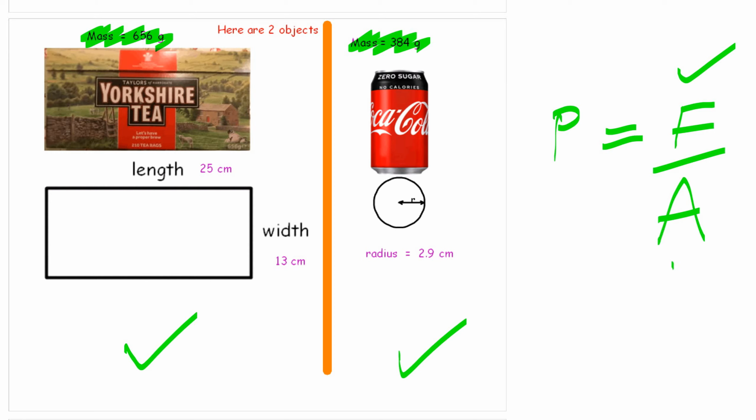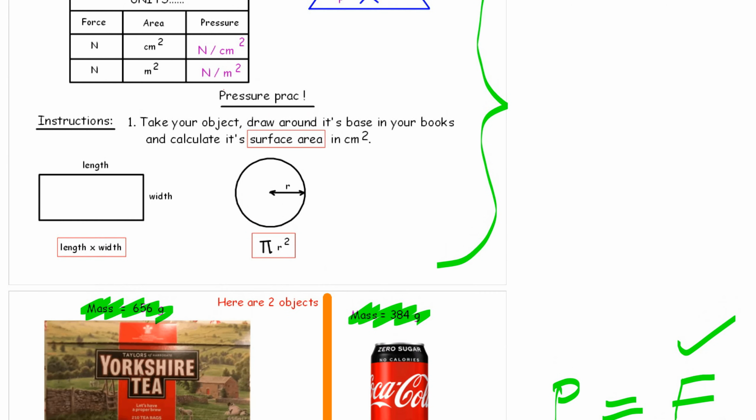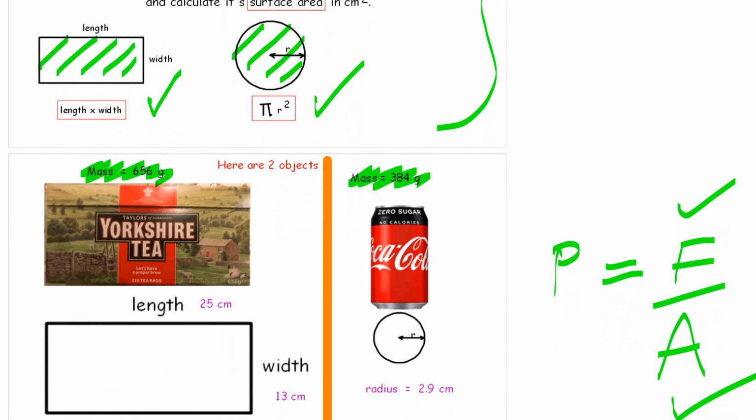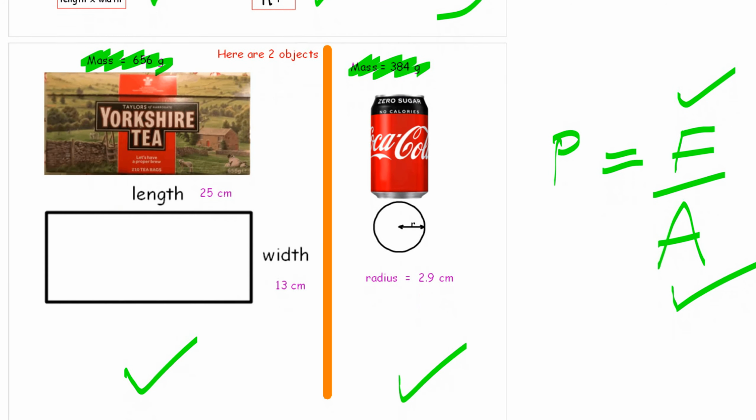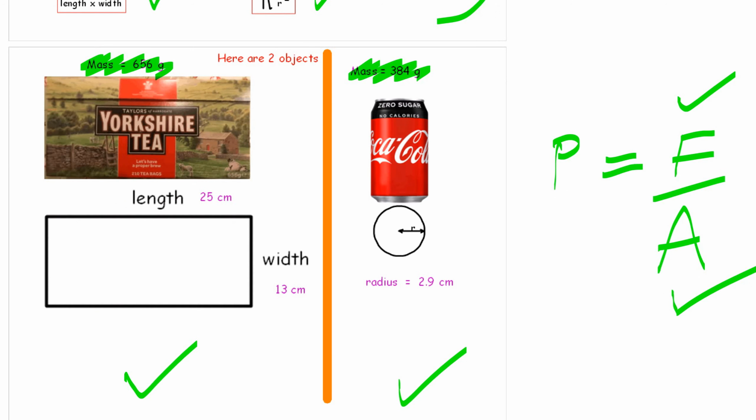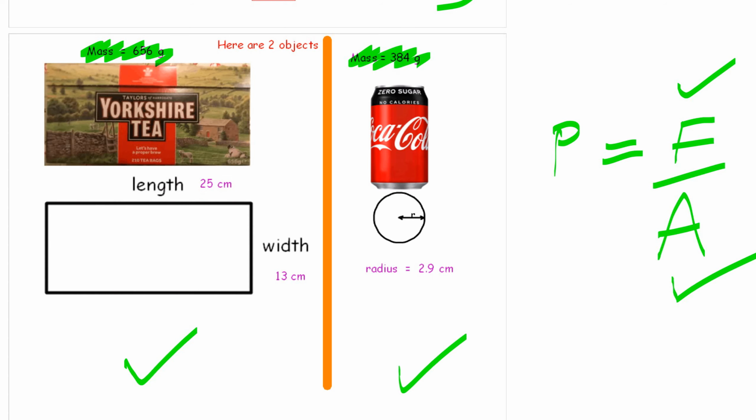Now, to work out the area, you use these two equations here to work out the area of a rectangle and then of a circle. Anyway, I'm going to move on and concentrate on this can of Coke. It's got a mass of 384 grams. Let's work out its weight force.